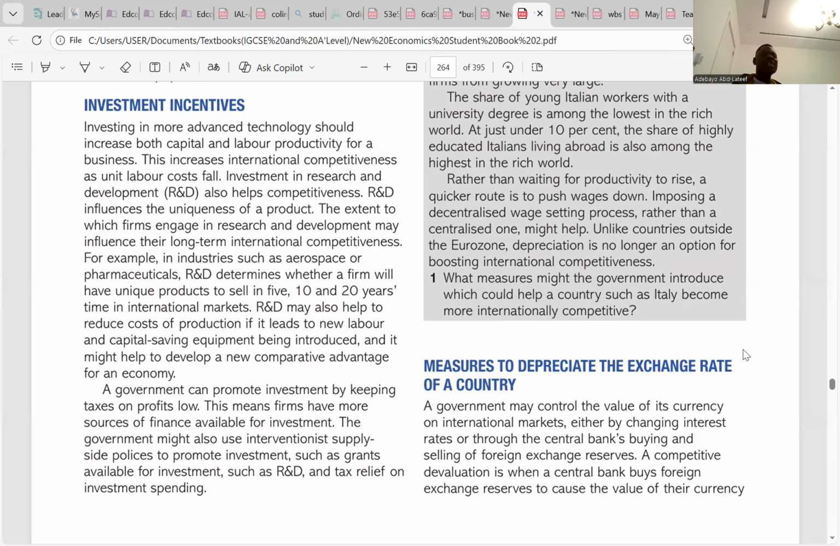So investing in more advanced technology should increase both capital and labor productivity for a business. This increases international competitiveness as unit labor cost falls. Investment in research and development, R&D, also helps competitiveness. R&D influences the uniqueness of a product. The extent to which firms engage in research and development may influence their long-term international competitiveness.